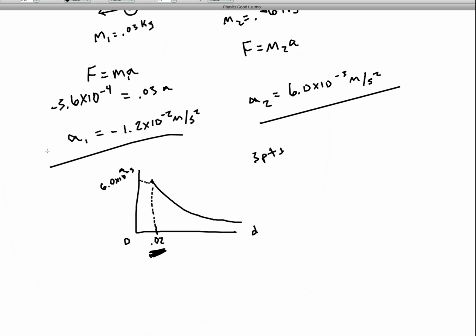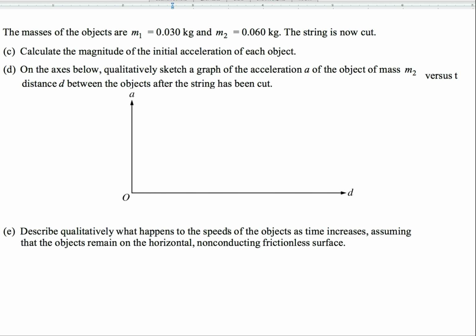Then the next question asks you to describe qualitatively what happens to the speed of the objects as time increases, assuming that the objects remain on a horizontal non-conducting surface. This last question is also worth 3 points, so you've got 6 points total for describing the acceleration and the speed of the objects after the string is cut. For E, you know that the speed is going to continue increasing, but at a slower rate as your distance increases. It's going to approach a constant value, like a terminal velocity, as your distance increases.